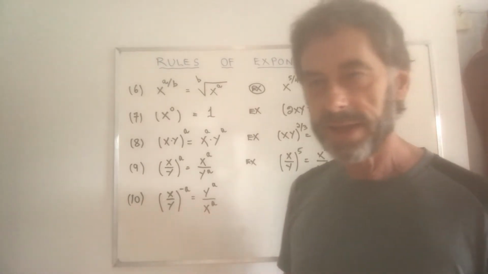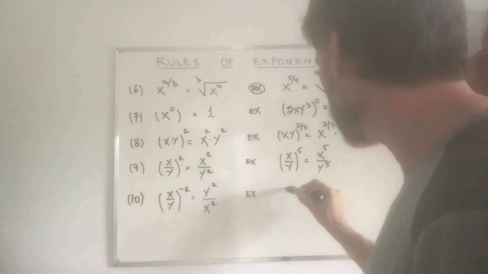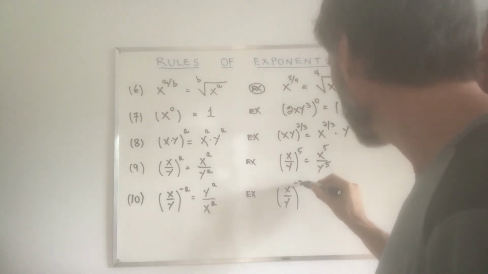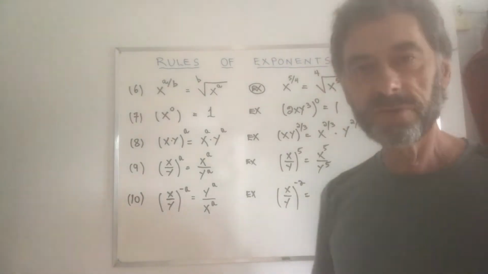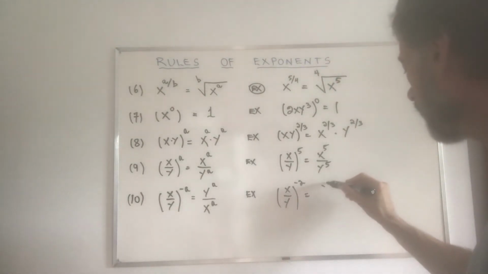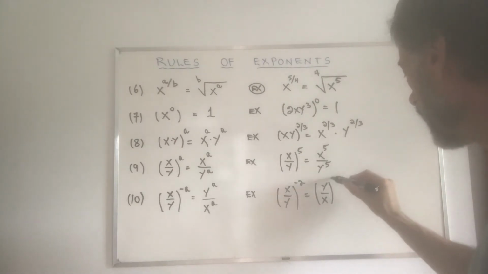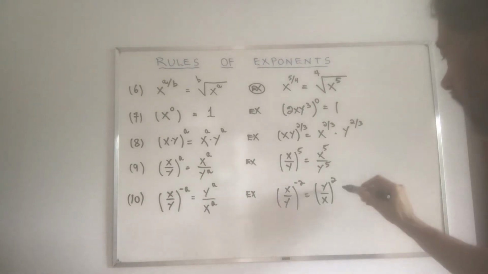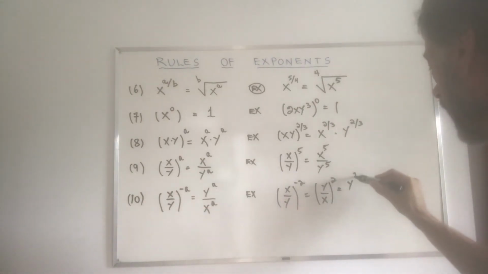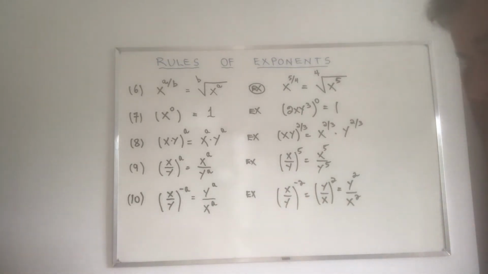And that's y to the a over x to the a. Quick example. Suppose you have x over y to the minus 2. Is there a way to write this differently using rules of exponents? Of course there is. Flip that guy, y over x, and then you can have a power of 2. And of course, by doing this rule here, I get y squared over x squared.